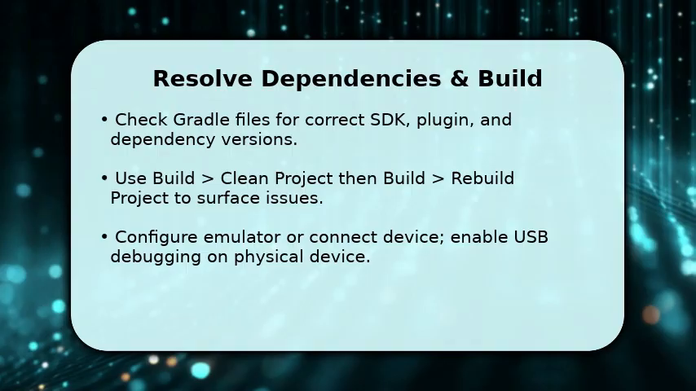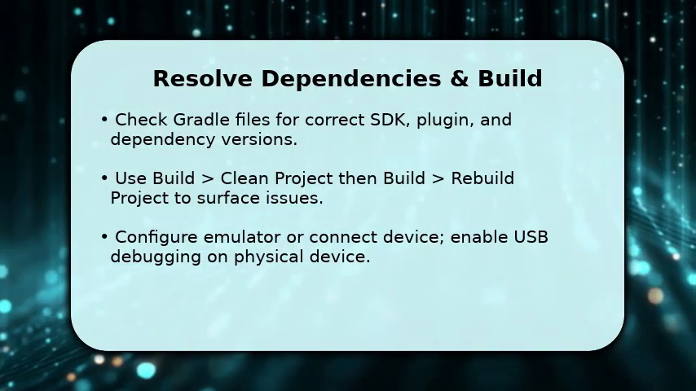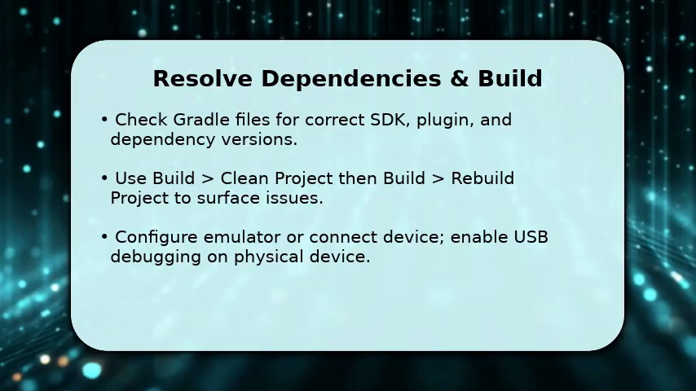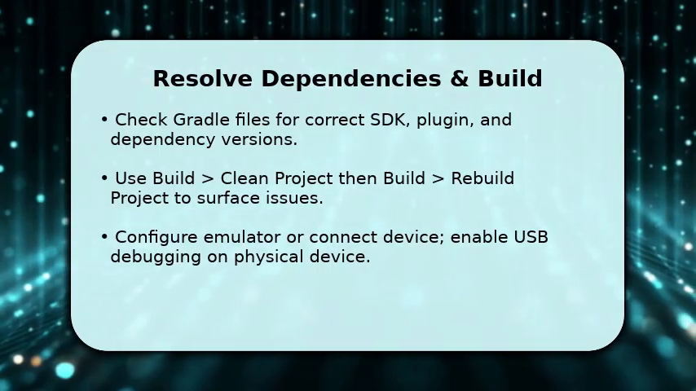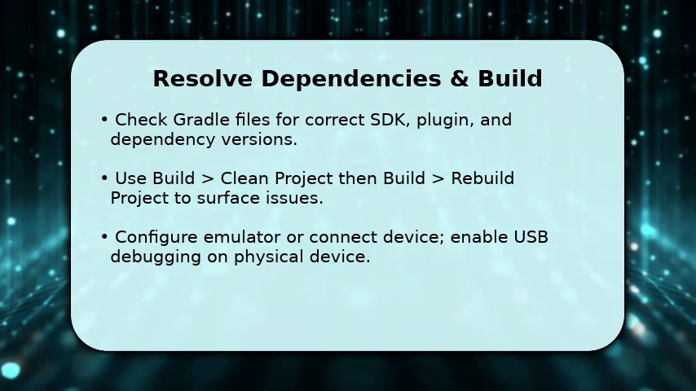Meanwhile, configure an Android virtual device or connect your phone with USB debugging enabled. This ensures you can run quickly. If the rebuild fails, read the stack trace, fix the first error, and rebuild, one fix at a time, so you isolate root causes effectively.